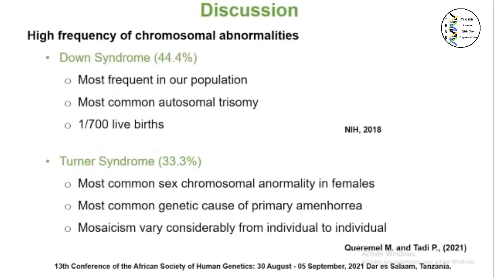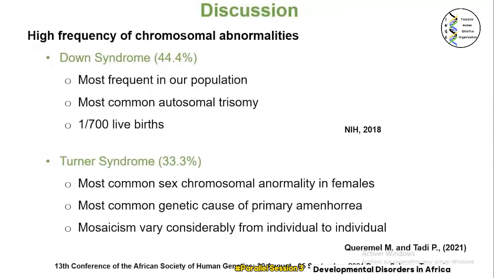Our results also show a high frequency of chromosomal abnormalities. The most frequent in our population is Down syndrome, with 44.4%. Of course, this is the most common autosomal trisomy, and it affects 1 in 700 live births. The second most frequent was Turner syndrome, with 23.3%. This is the most common sex chromosomal abnormality in females and the most common genetic cause of primary amenorrhea.